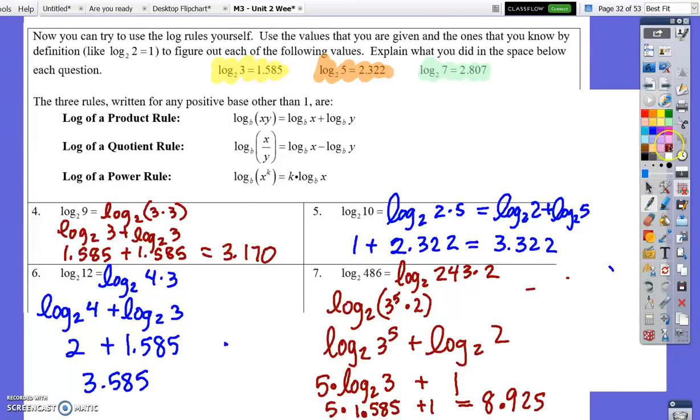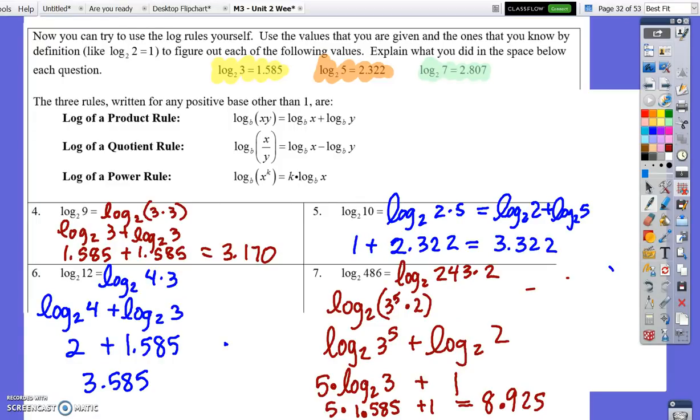Okay, so as you can see, I've grabbed my calculator. I've got 3.170 here on the first number 4, and then on number 7, 8.925. And then on these, I've broken this one apart as 2 times 5, and this one is 4 times 3. You can do 2 times 2 times 3 and do more math, but I made it simpler. And so those are my answers, and that's how I can use them.